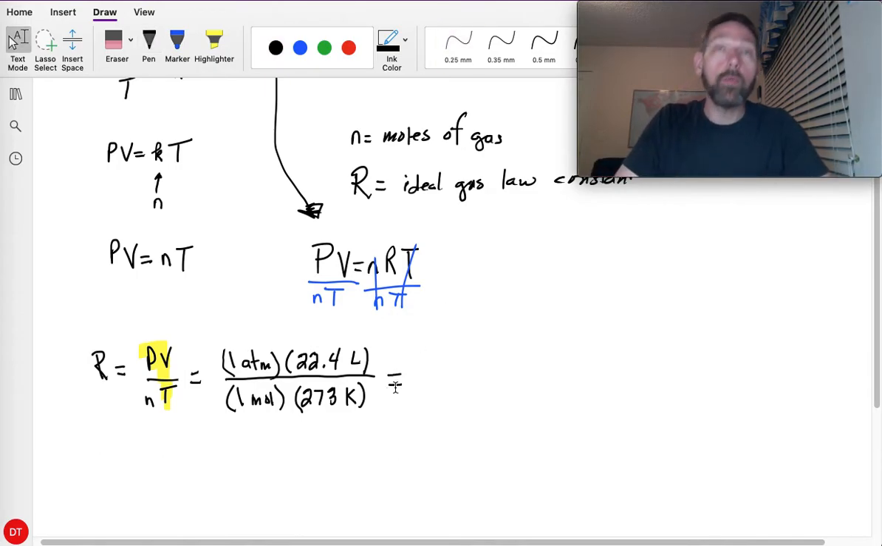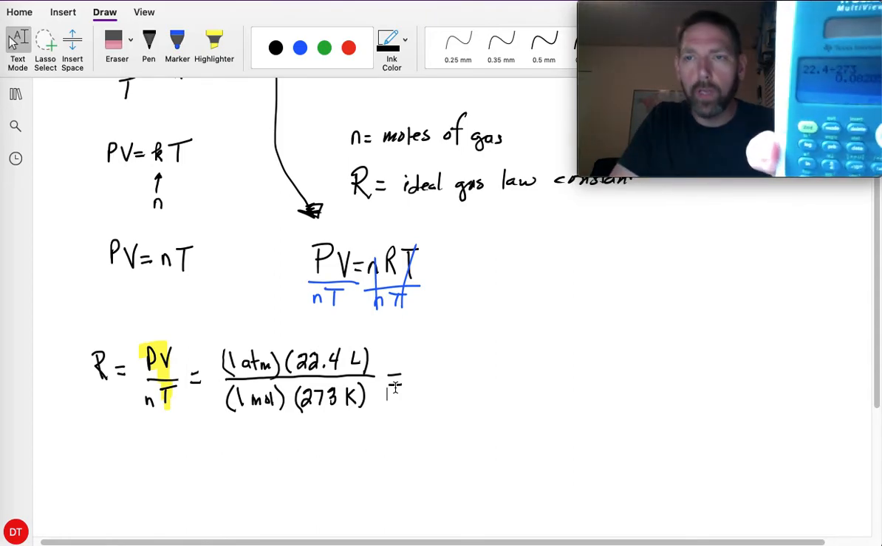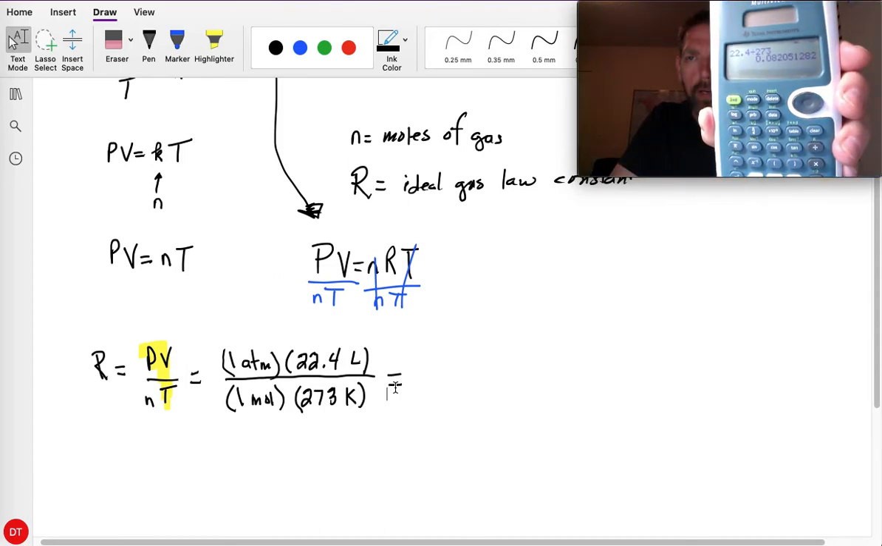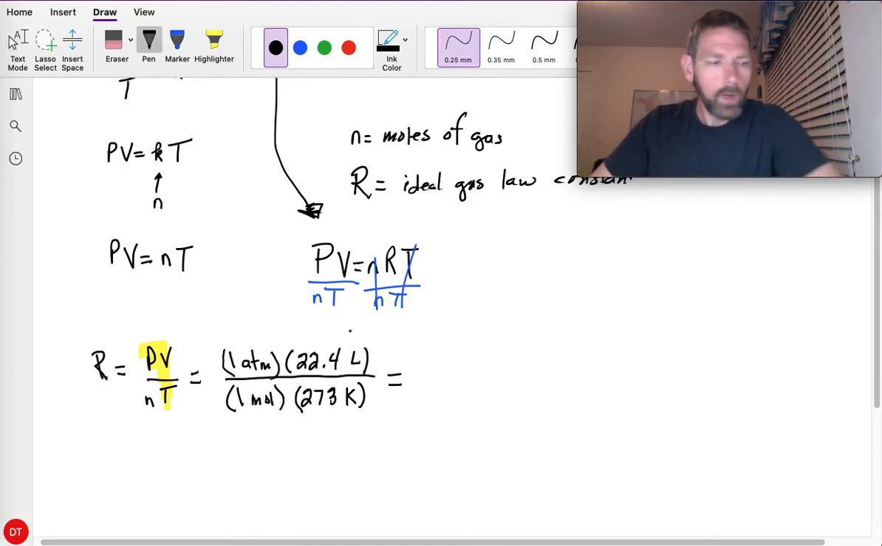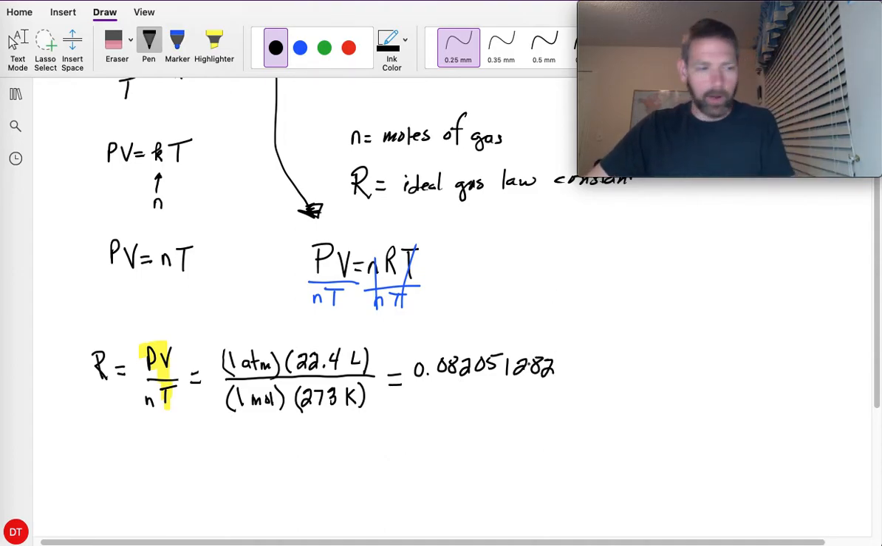So essentially what we have is 22.4 divided by 273, and you should get right there 0.08205, right? So we have 0.082051282. That's what's in the calculator, right?